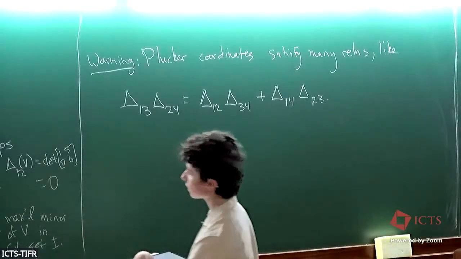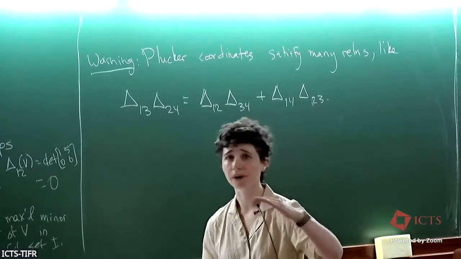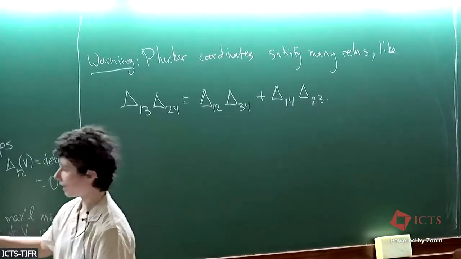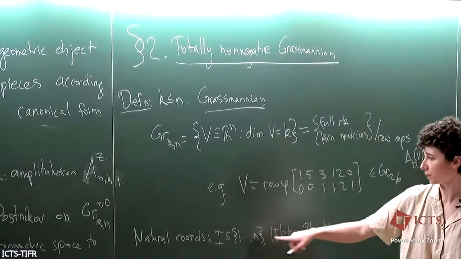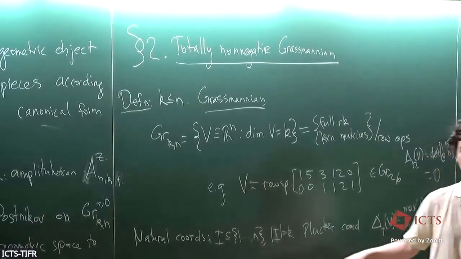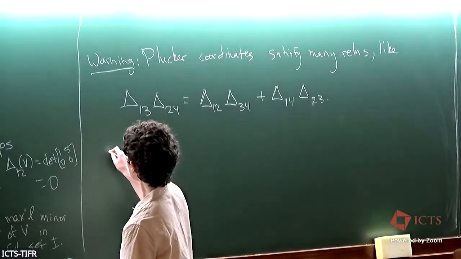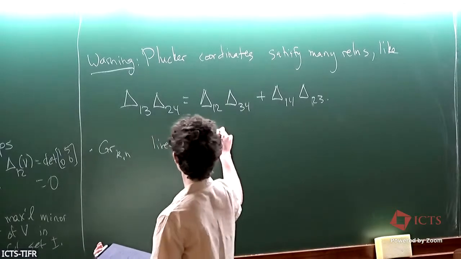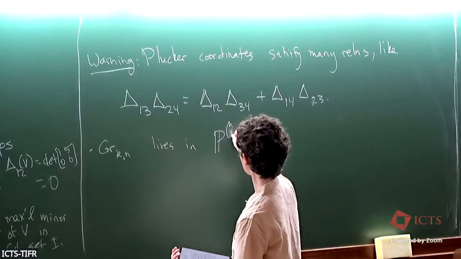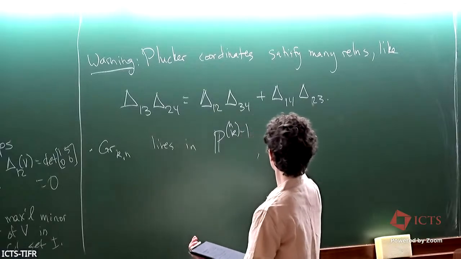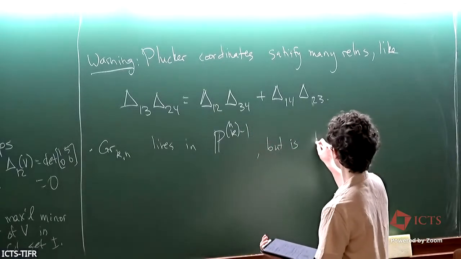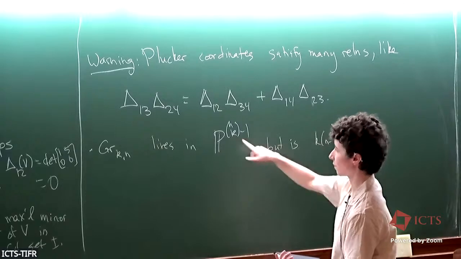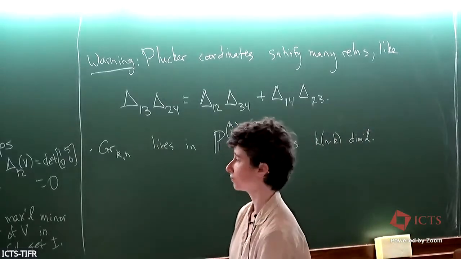And what that means is that the Grassmannian is a relatively low dimensional subset of its ambient space. Okay, so there are n choose k Plücker coordinates, right? As many Plücker coordinates as there are k element subsets of 1 through n. So the Grassmannian Gr(k,n) lives in the projective space of dimension n choose k minus 1, but its actual dimension is k times n minus k. Okay, which is a much, much smaller number than n choose k minus 1.